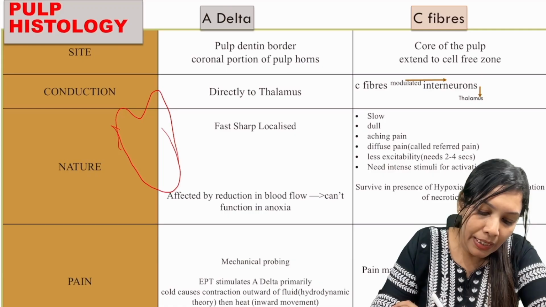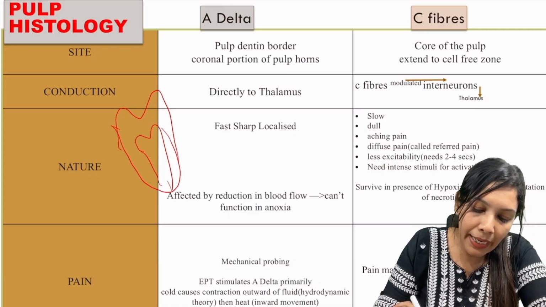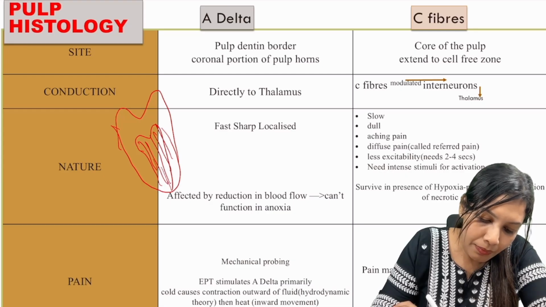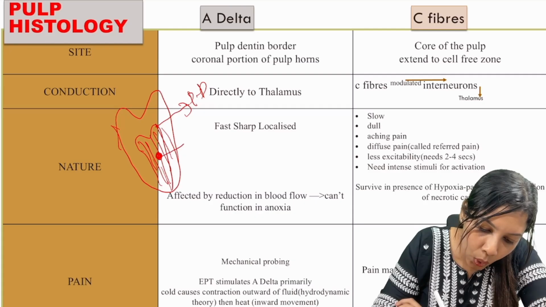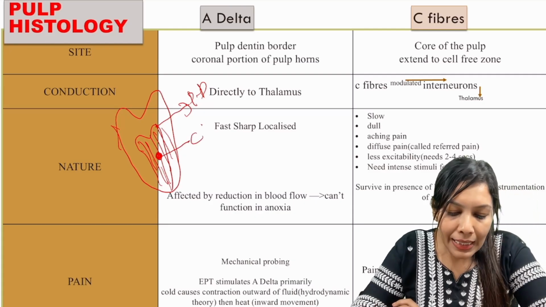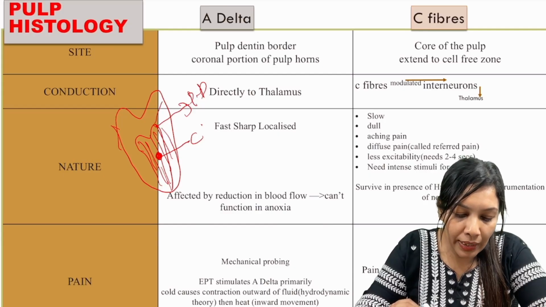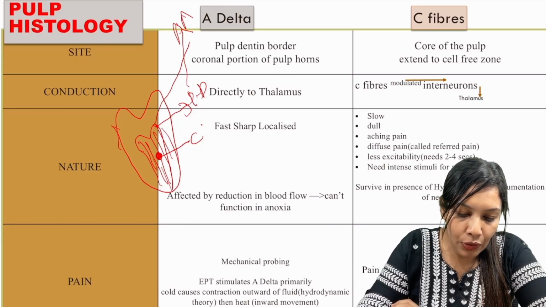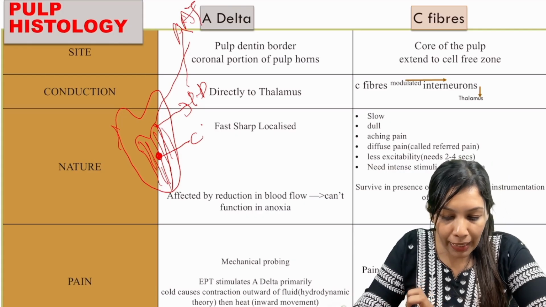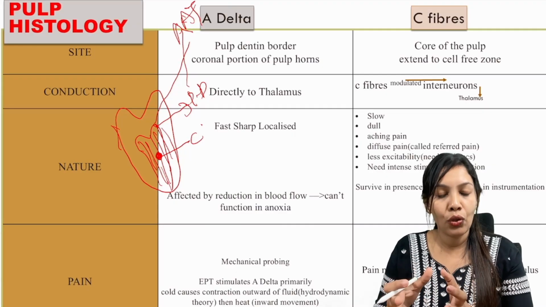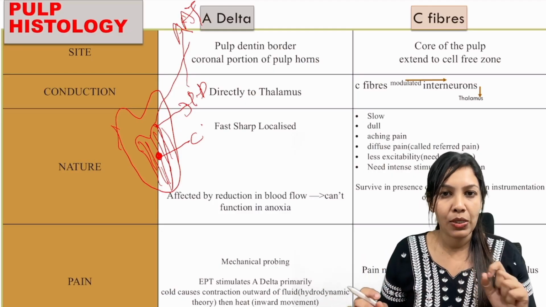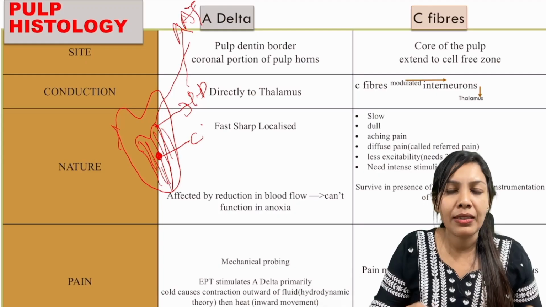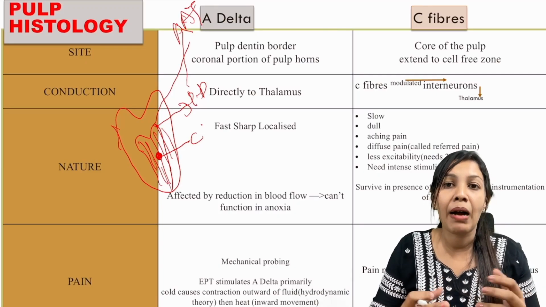A delta fiber is mainly seen on the pulp dentine border. If this is the pulp, it is seen in the pulp dentine border. But C fibers are more centrally placed, in the core. A delta fibers are directly connected to the thalamus. Here the C fibers move through an interneuron branch, and only after that do they move to the thalamus. Very important. And the A delta fibers are myelinated.